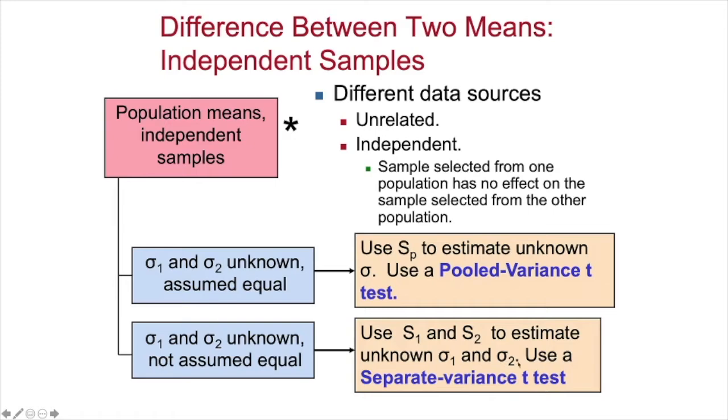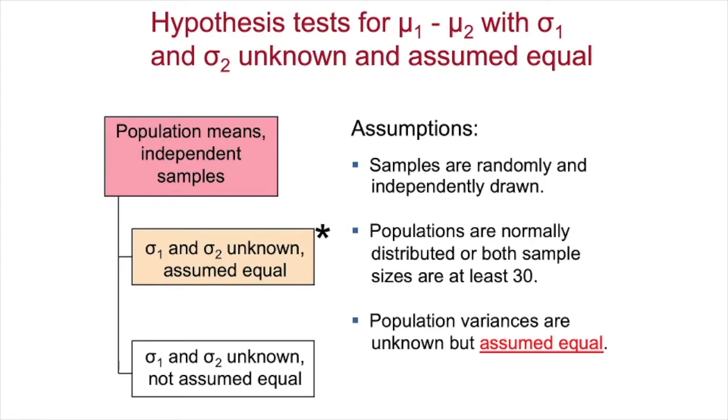And in this lecture, I'm going to explain the pooled variance t-test in detail. So let us look at the pooled variance t-test in detail. So again, this is a test for the difference between mu1 and mu2, assuming that we do not know sigma 1 and sigma 2, but we assume that they are equal.